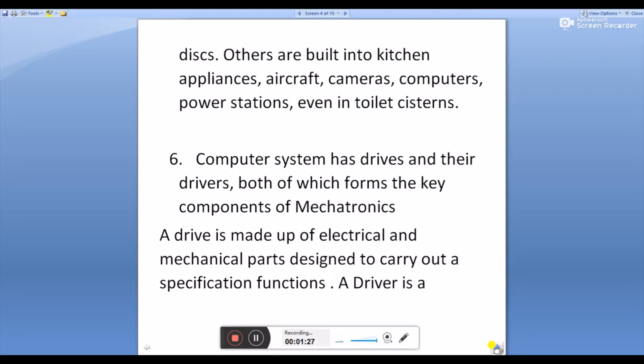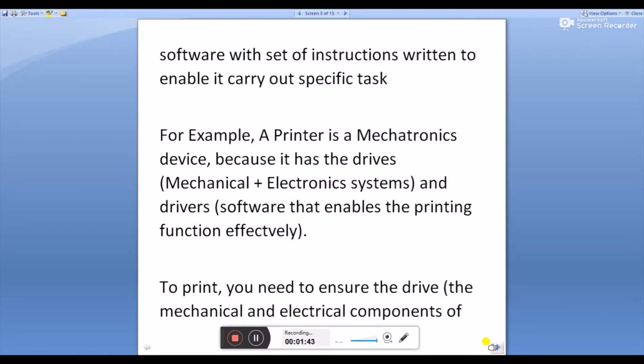Computer systems have drives and their drivers, both of which form the key components of mechatronics. A drive is made up of electrical and mechanical parts designed to carry out specific functions, while a driver is software with a set of instructions written to enable it to carry out specific tasks. For example, a printer is a mechatronics device because it has the drives, the mechanical and electronic components that work together with the drivers, which are software, to enable it to function well.